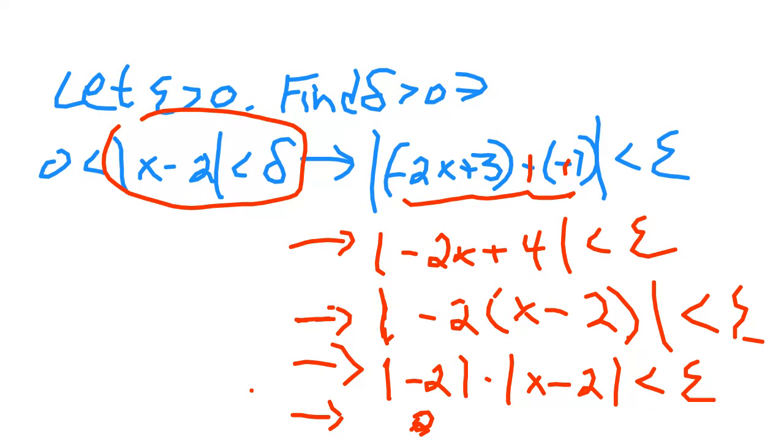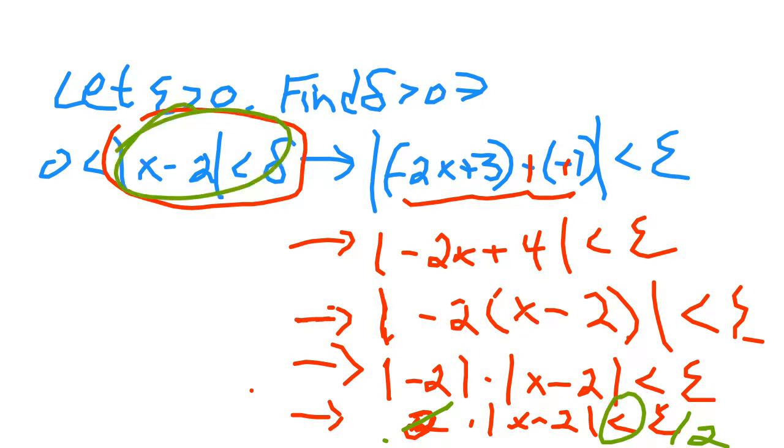Let me write. 2 times the absolute value of x minus 2 is less than epsilon. So then what can we do? We can divide both sides by positive 2. The inequality stays the same because I'm dividing by a positive number.